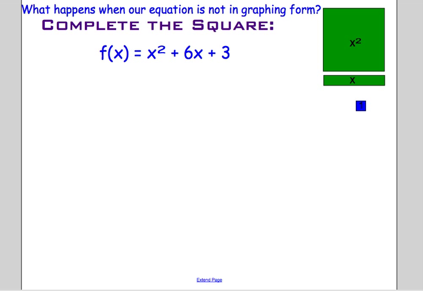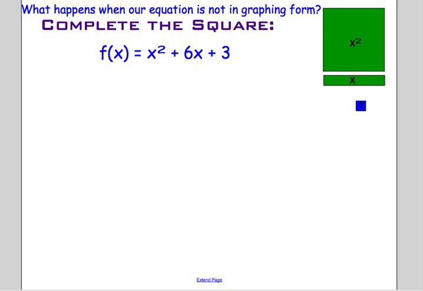If we look at this next function, f of x equals x squared plus 6x plus 3, we can't graph this as easily because it's not in graphing form. So now we have to think about what we can do when a function isn't in graphing form. We want to rewrite it to be in graphing form. In order to do that, we need to review a topic called completing the square from Algebra 2.